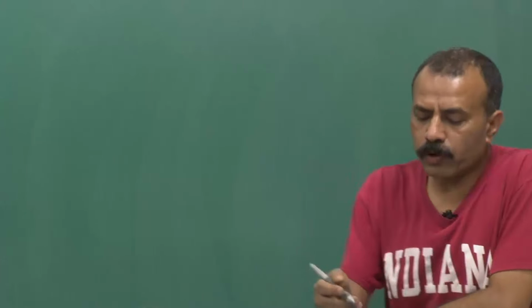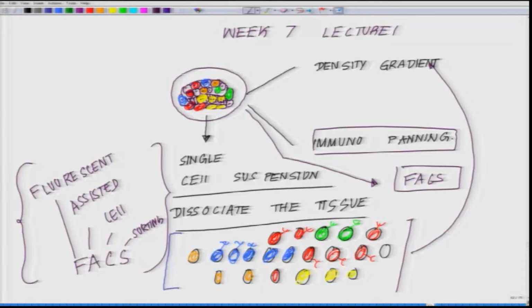Coming back, how many colors do we have? We have blue, and these colors are very symbolic here; it has nothing to do with real-life colors. Red, green, orange, and yellow.